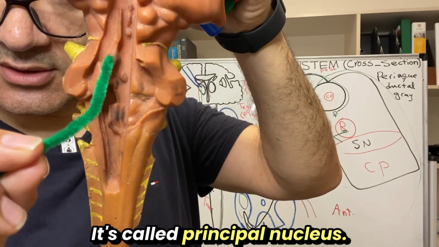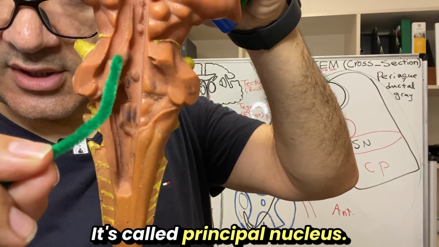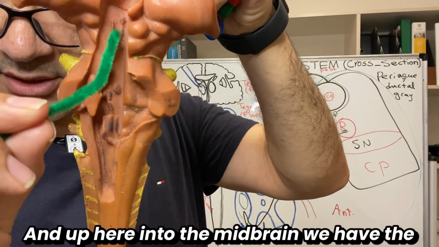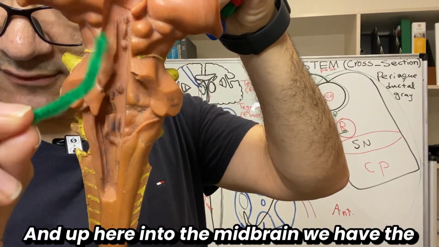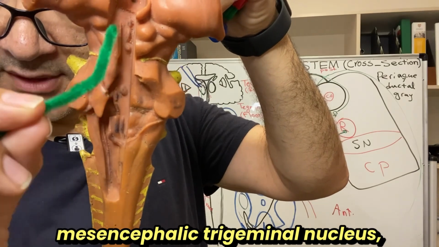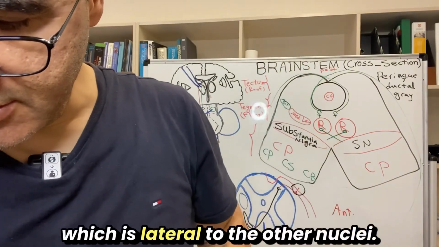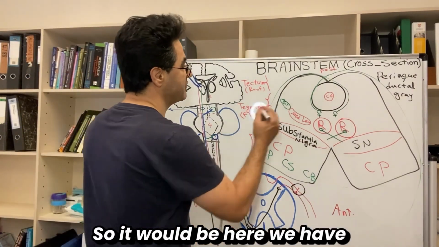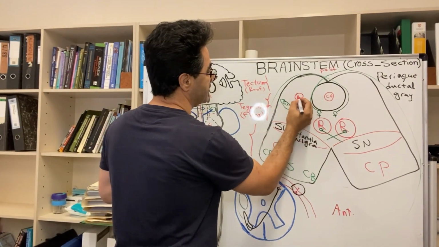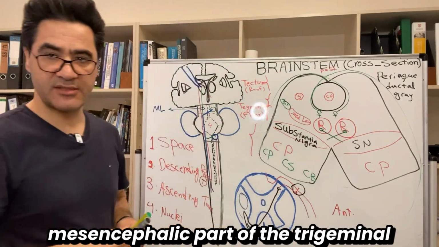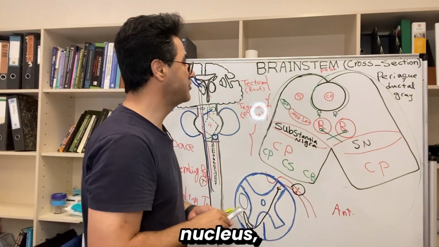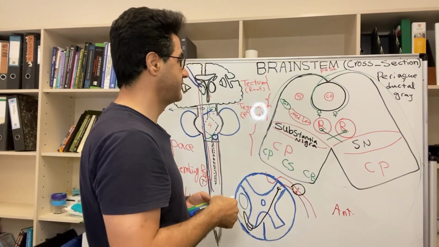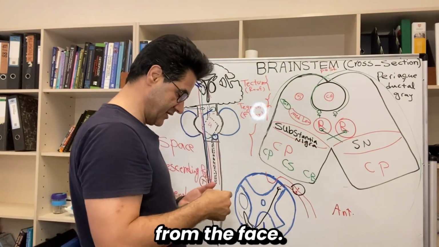and in the pons you can see this bump. It's called the principal nucleus. And up here in the midbrain we have the mesencephalic trigeminal nucleus, which is lateral to the other nuclei. So it would be here, the mesencephalic part of the trigeminal nucleus, which is related to the face, carrying the sensory information from the face.